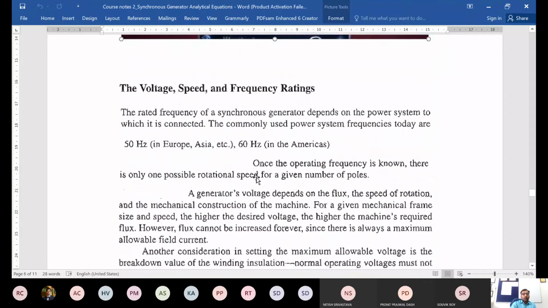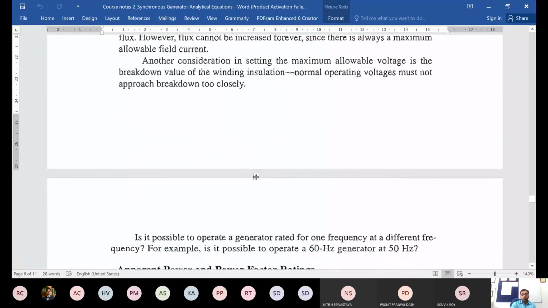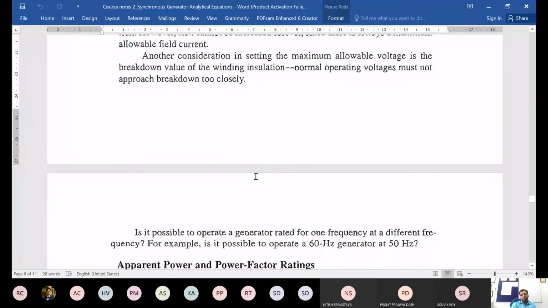Now, let me ask you a question. Is it possible to operate a generator which has been rated for one frequency at a different frequency? For example, is it possible to operate a 60 Hertz generator at 50 Hertz? What do you say? No, sir. Okay, and you have to always give a reason, yes or no with a reason.